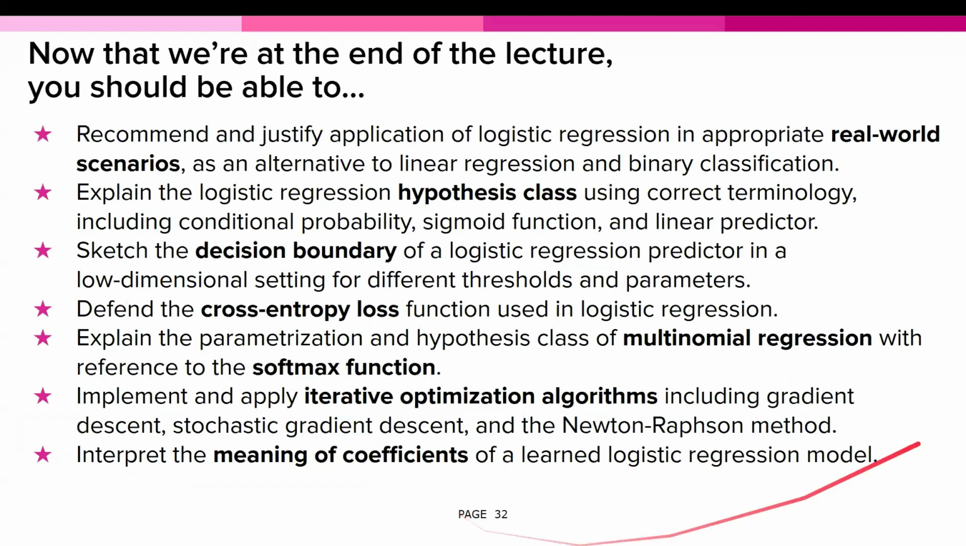That brings us to the end of this lecture. Just to sum up what it is that we talked about today. We talked about logistic regression. We talked about specific real-world scenarios in which this makes sense as an alternative to linear regression, as an alternative to binary classification and linear regression. We also talked about the specific hypothesis class, specifically the logistic function. We talked about conditional probability, the sigmoid function, and its effect on the linear predictor.